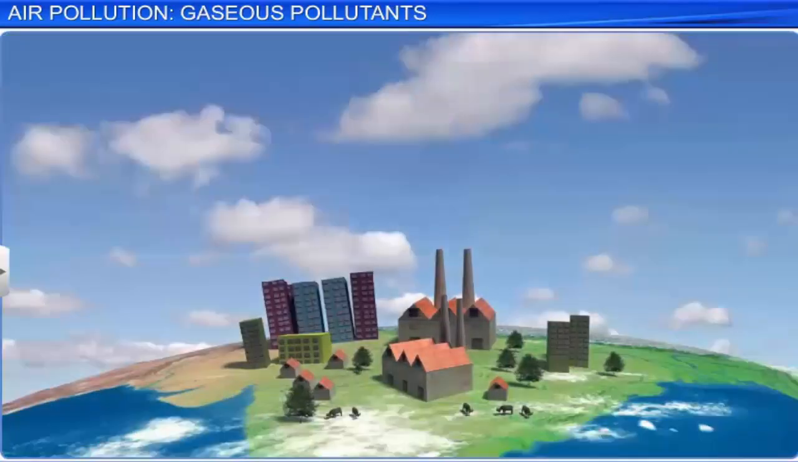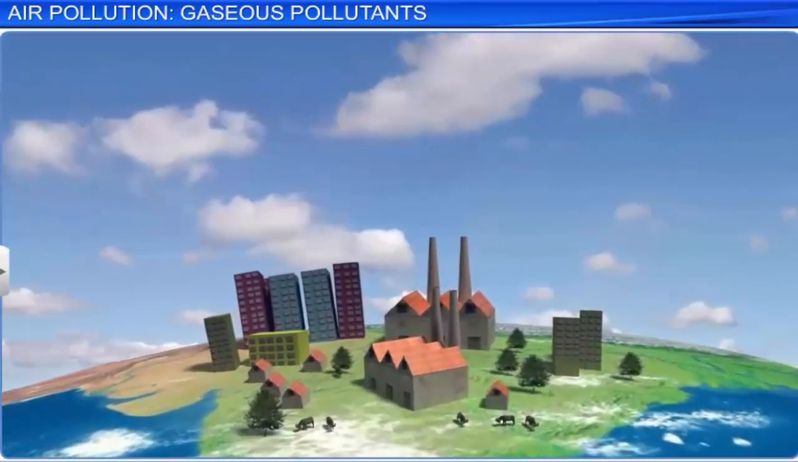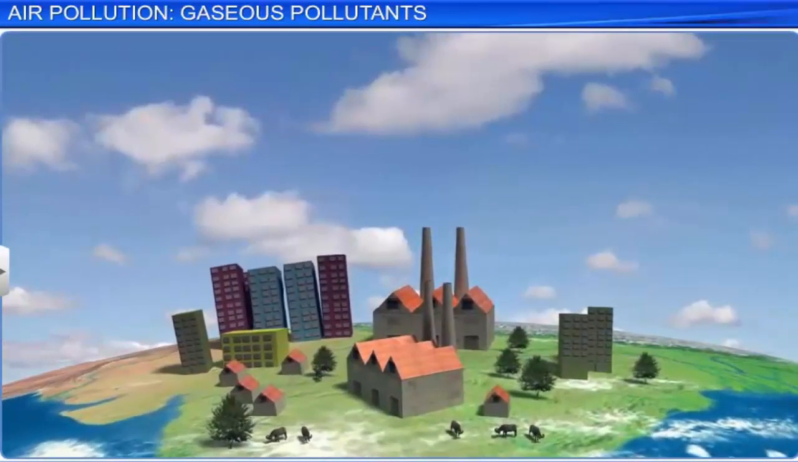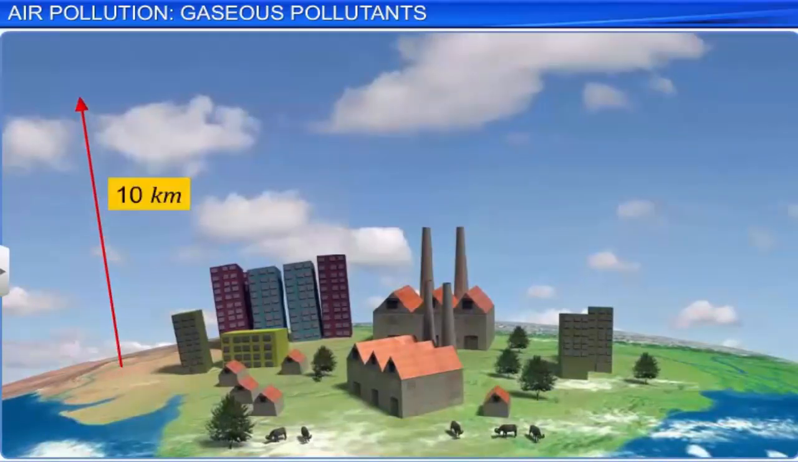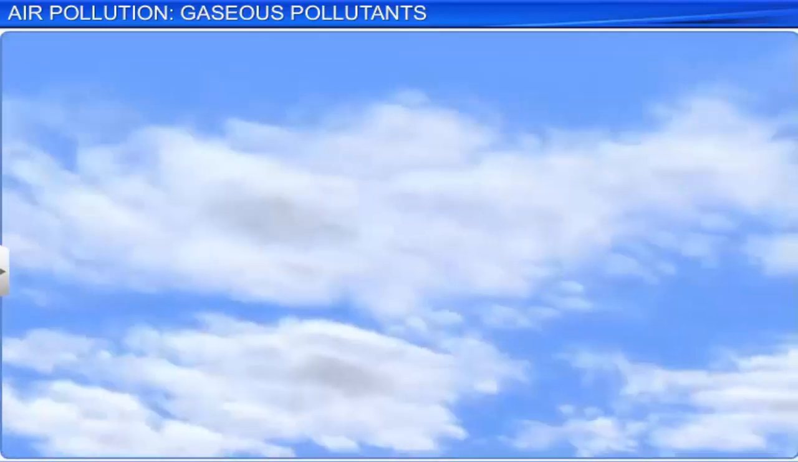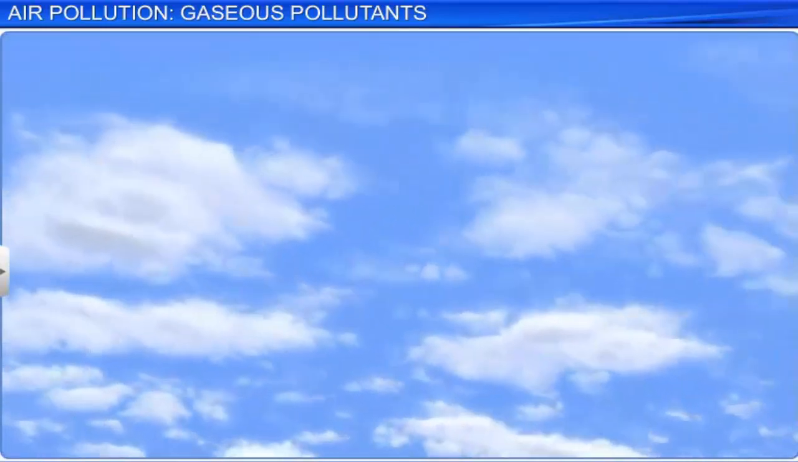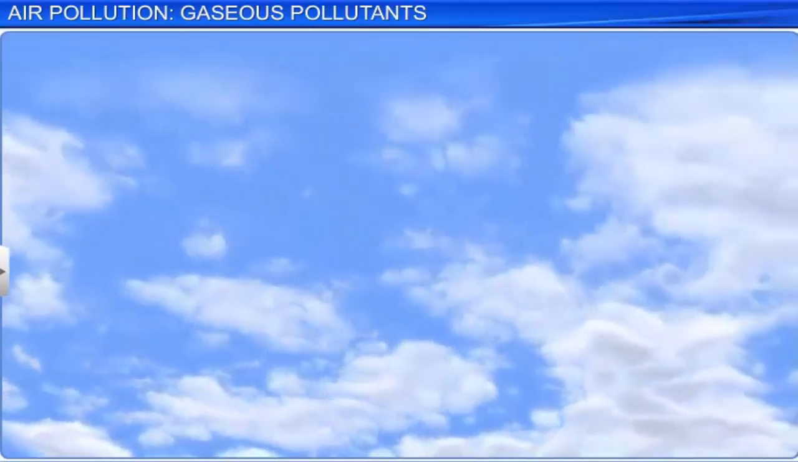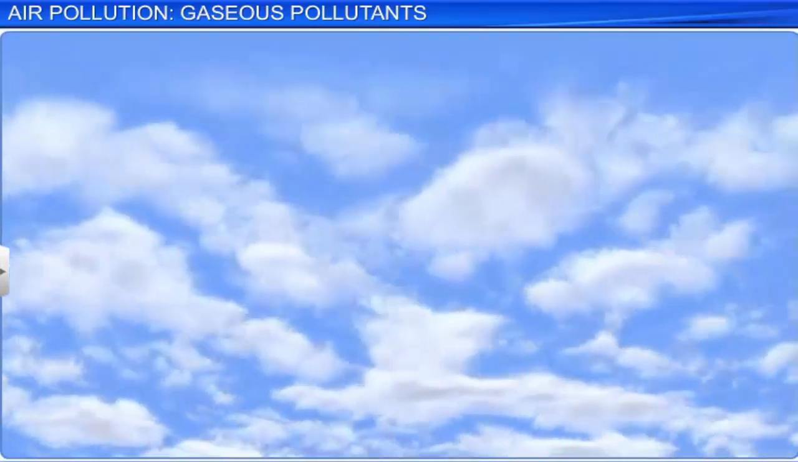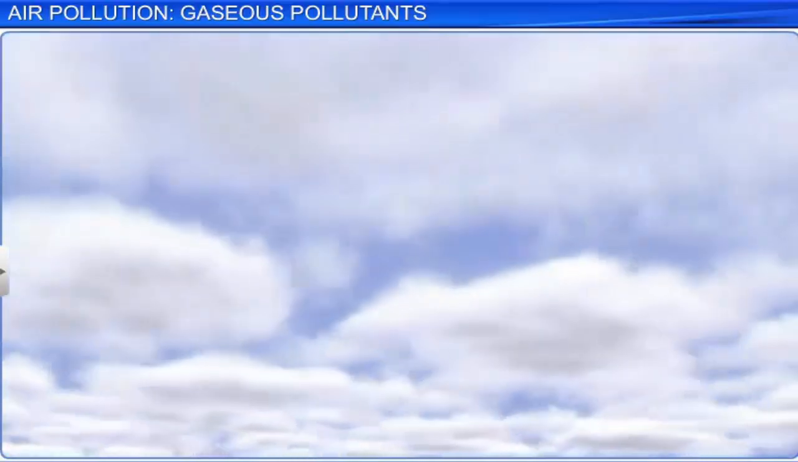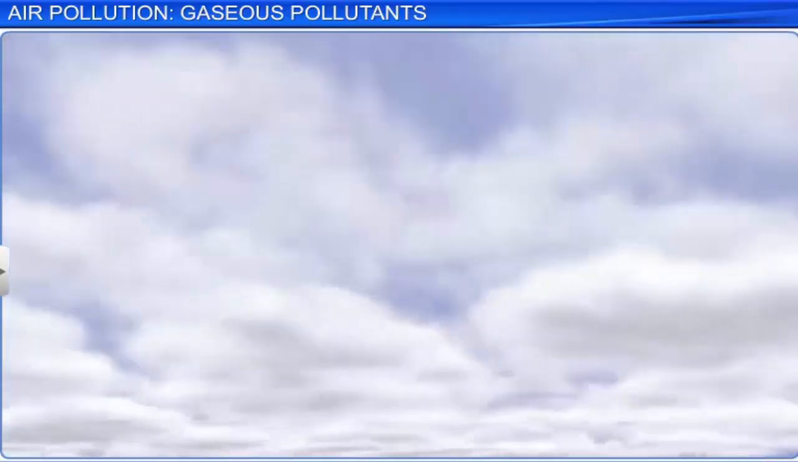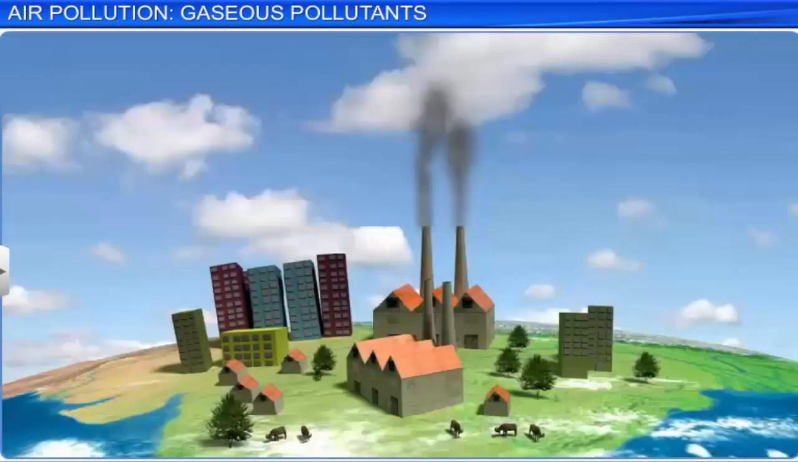The troposphere is the lowest region of the Earth's atmosphere in which living organisms live. It extends up to 10 kilometers above sea level. Strong air movements and the formation of clouds take place in the troposphere. Particulate matter and gaseous pollutants cause pollution in this region.